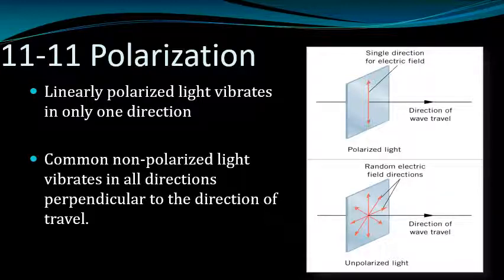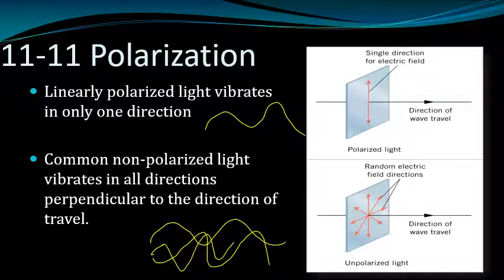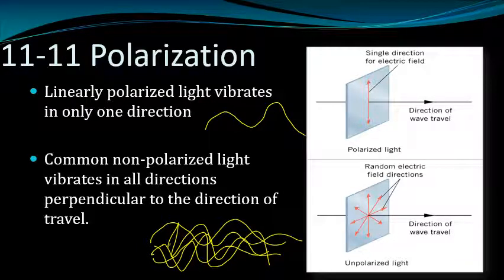So the light is bouncing. Like if it's polarized, it is only going one way. What's non-polarized is going that way, but it's also going in and out, in and out, and at angles, and front and back. It's all over the place. Whereas if it's polarized, it's all the same direction.